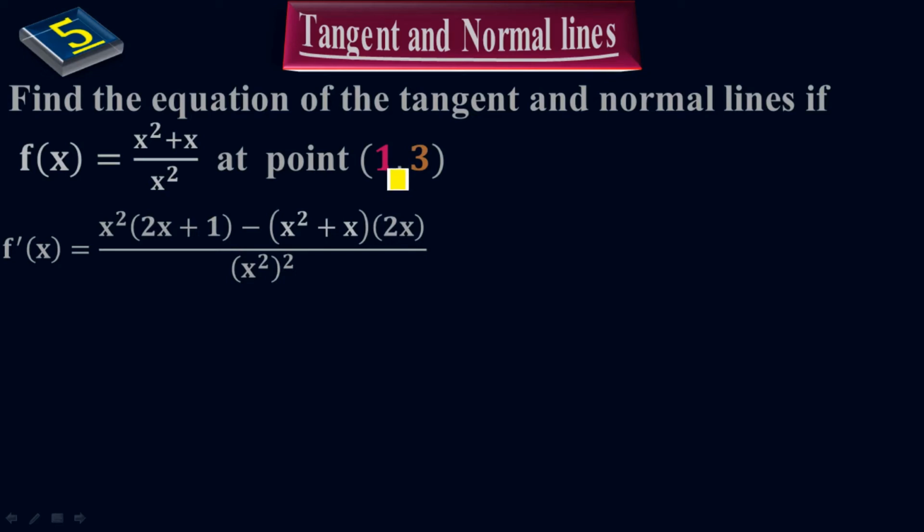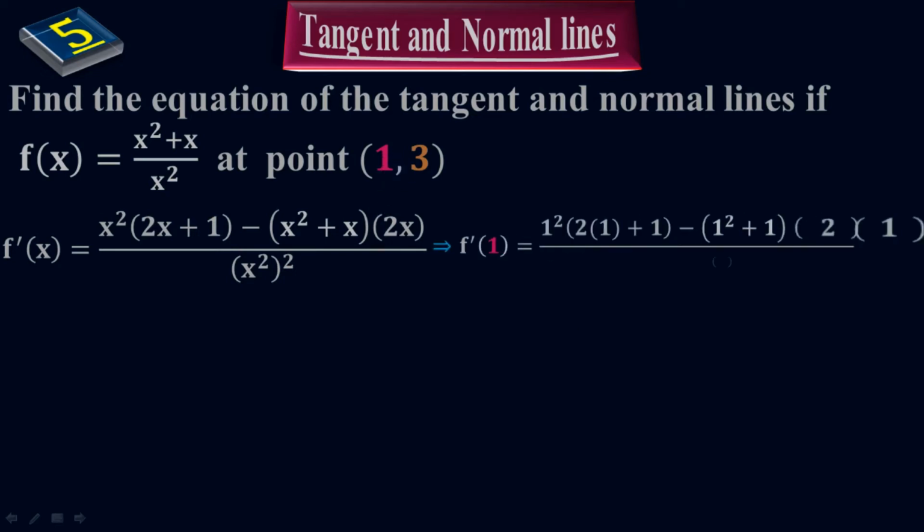Now to plug in the value of x here, just put the value of x. By plugging in the value of x, at the end I got negative 1. This negative 1 is the slope of the tangent line. Just plug in the value of x equals 1, do the algebra, and you will get negative 1. This negative 1 is the slope of the tangent line.